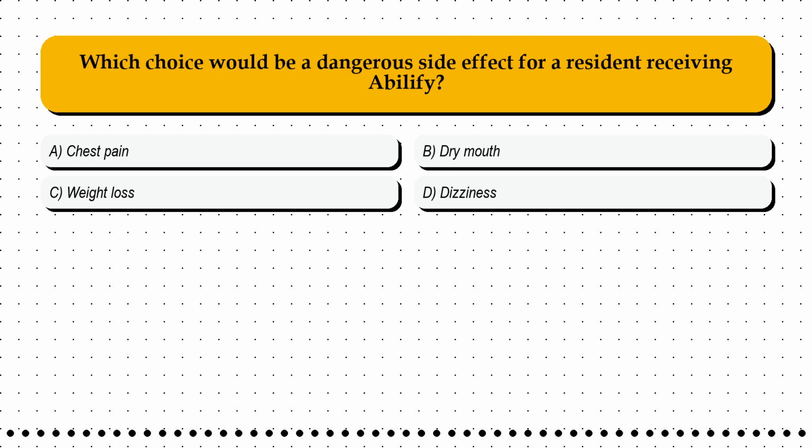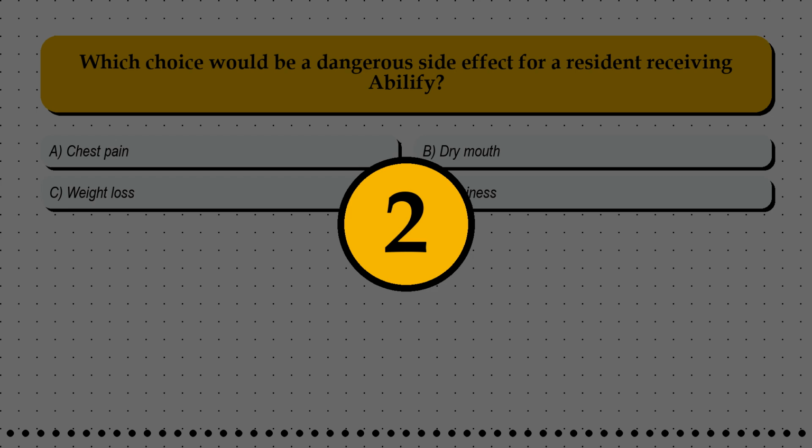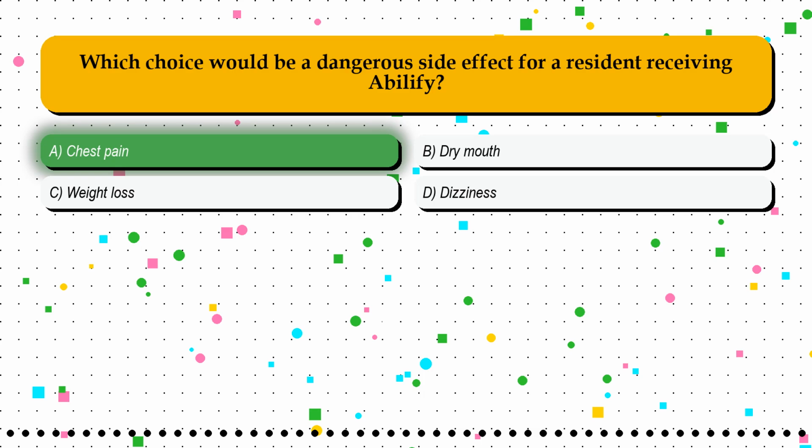Question 205. Which choice would be a dangerous side effect for a resident receiving Abilify? Option A, chest pain. Option B, dry mouth. Option C, weight loss. Option D, dizziness. The correct answer is option A, chest pain.